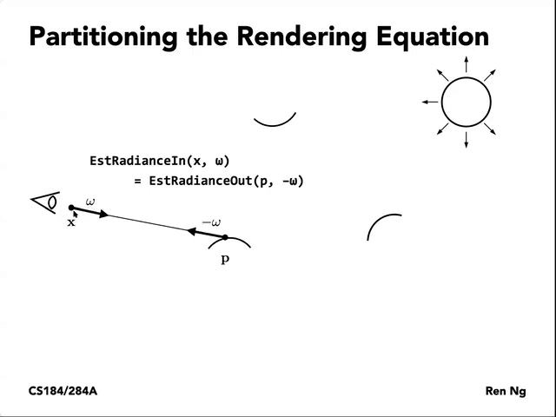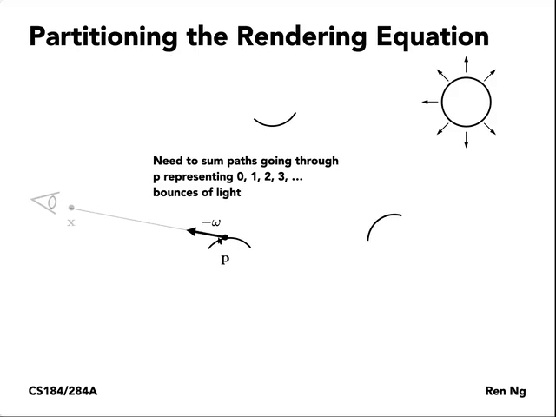And we want to know how much radiance is coming in from the scene, from all the light sources through the infinite bounces of light over the scene surfaces, out along this one ray into this pixel. We first trace it into the scene, find the first hit point in the scene, this point P, and the light that's outgoing from this point P in the negative omega direction is going to be the radiance that is finally terminal at that pixel. So estimating radiance in at x in the direction omega is the same as estimating radiance out at P in the direction negative omega.